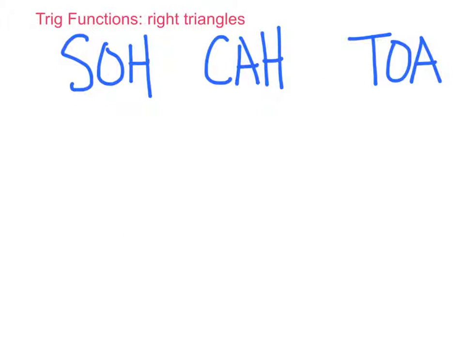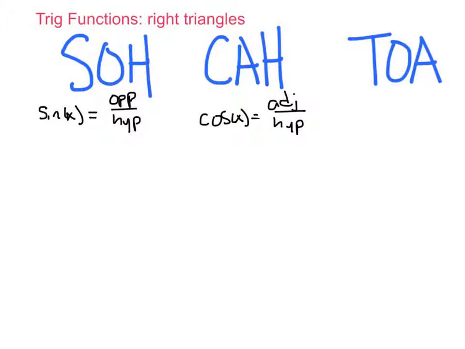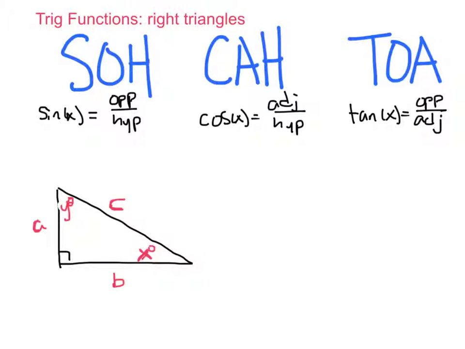Okay, let's look at trig functions for right triangles. SOHCAHTOA. SO stands for the sine of x is equal to the opposite over the hypotenuse. CA is the cosine of x is the adjacent over the hypotenuse. And the TOA is that tan of x is the opposite over the adjacent. So if I look at a triangle that has x degrees and y degrees, and sides a, b, and c, then I can set up ratios for each of these angles.